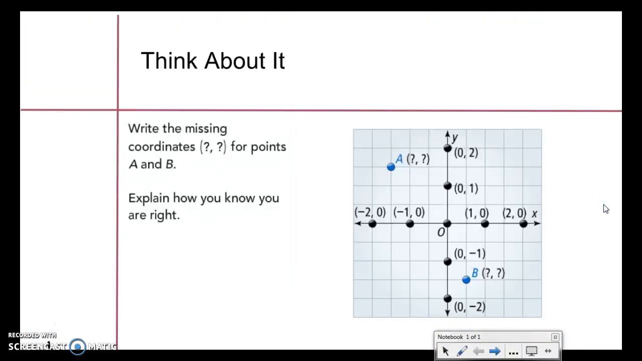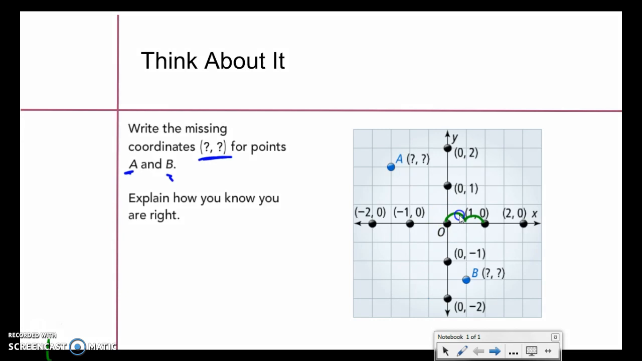Alright, so the first thing I want you guys to watch me do is we're going to write in the missing coordinates. This is how you write coordinates, don't forget that, guys. Write the missing coordinates for point A and point B. And before you just start throwing random numbers out there, you need to look at your axes on the coordinate plane. Look at your x-axis. Where they have the ordered pairs, for instance, the 1, 0, the 1 is 2 spaces away from the origin.